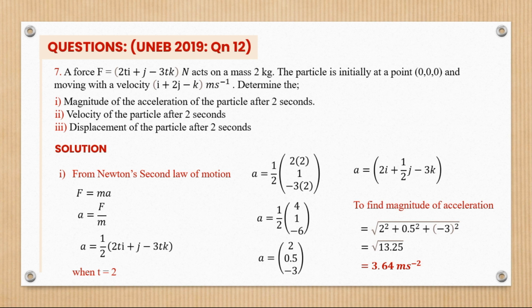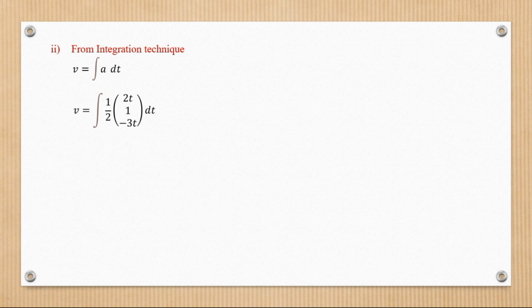Alright, for part 2 we're being told to find the velocity of the particle after 2 seconds. Good enough, velocity is the integral of acceleration. So we know the acceleration as we actually have it right here. So we're going to plug it in. We're going to have v being equal to the integral of a half into 2t, 1, negative 3t.